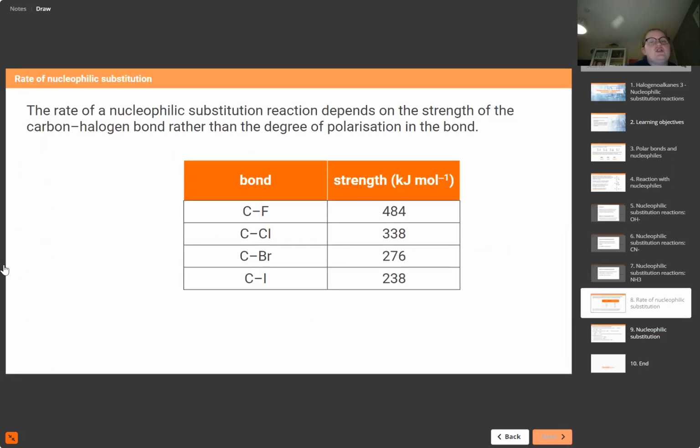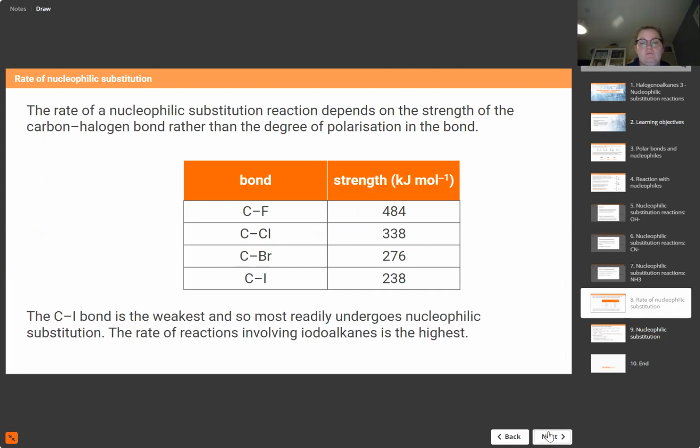So the rate of a nucleophilic substitution reaction depends on the strength of a carbon-halogen bond rather than the degree of polarization in the bond. So a carbon-fluorine bond is the strongest, and our carbon-iodine bond is the weakest. The carbon-iodine bond is the weakest, and so it most readily undergoes nucleophilic substitution because it's easier to break that bond. The rate of reactions involving iodoalkanes are the highest.